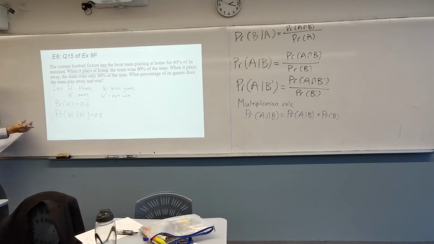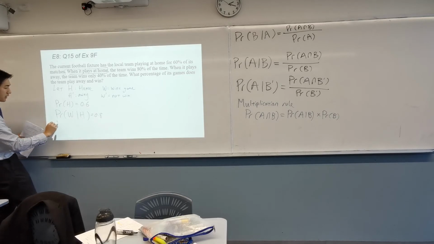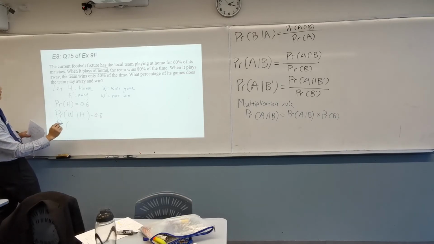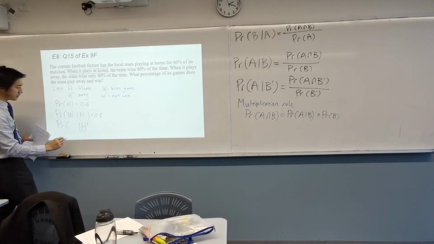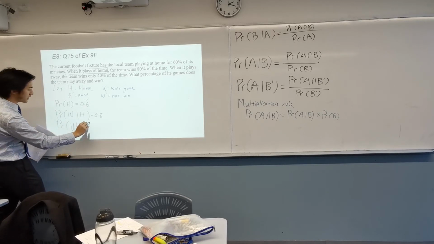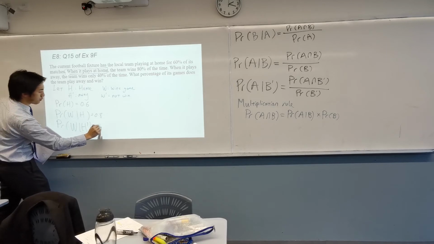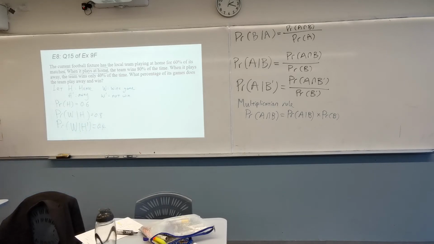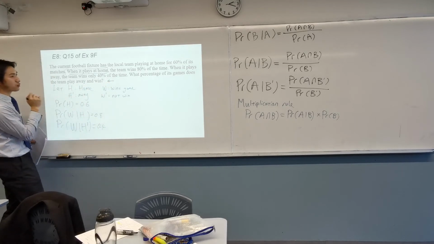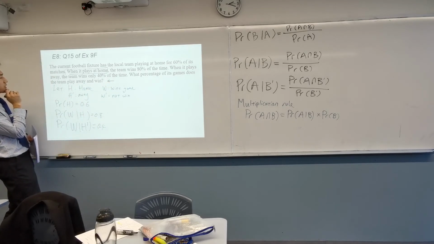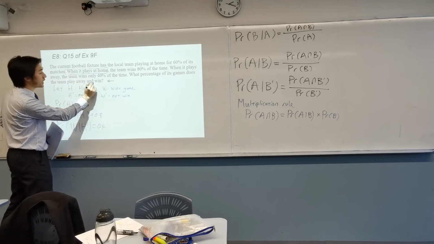So it's down to you to notice these conditions. The probability of when it plays away, so H dash, the chance that it wins is 0.4. Okay, so this is all the information that's given. And the question asks, and I'll write it in a different colour so you know what the question is, what percentage of its games does the team play away and win?